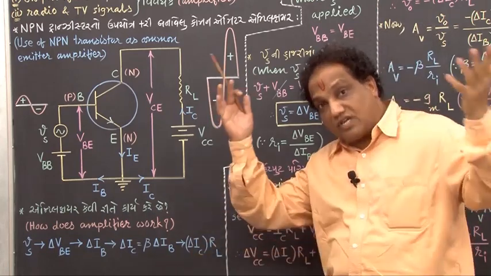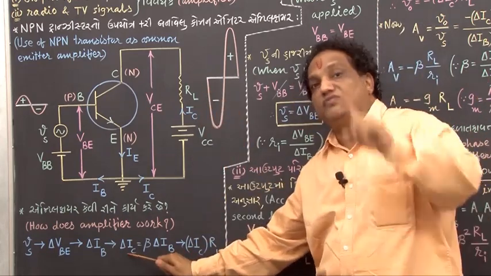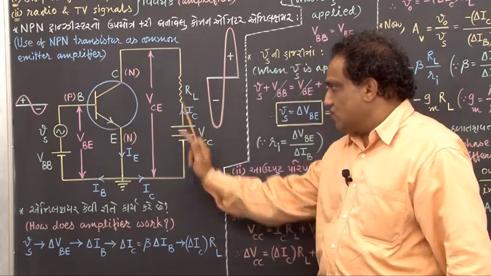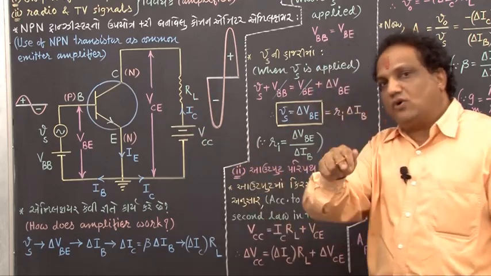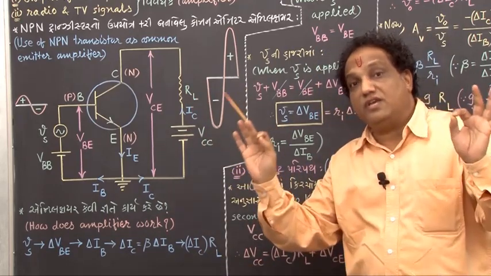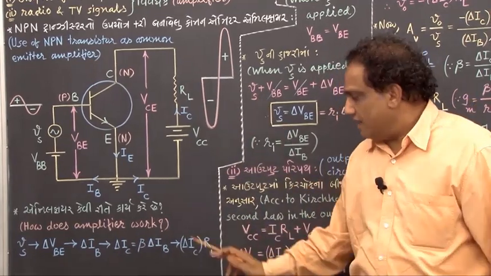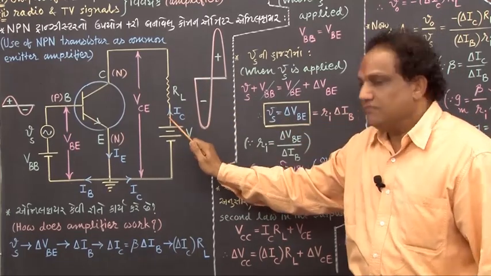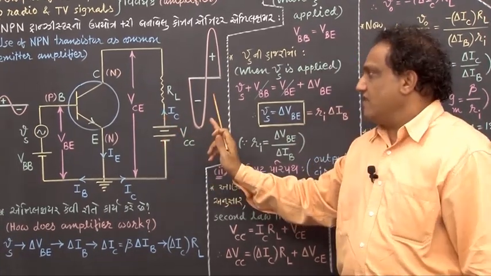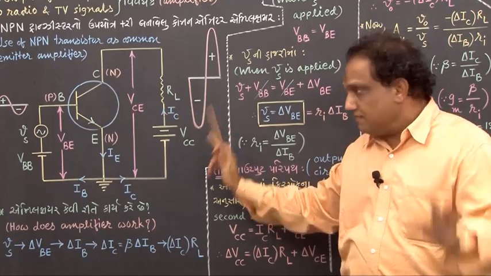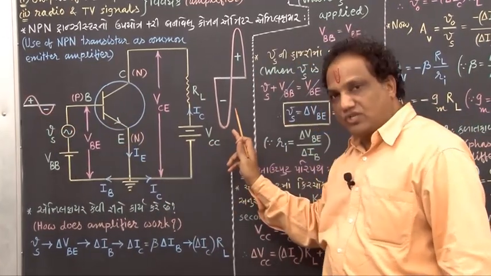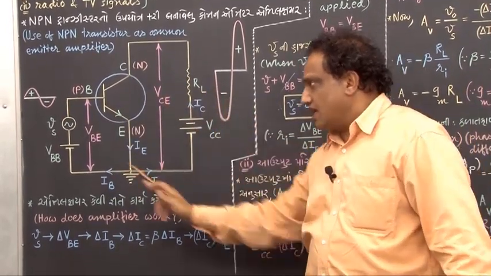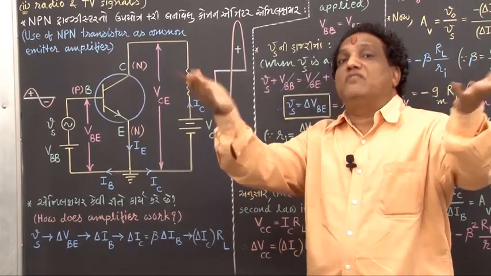Because beta value is very much greater than 1, this change in collector current is very large. And if this large change in collector current is allowed to pass through the load resistance, then across that load resistance we will have a very big change of voltage, and that is called output voltage. That output voltage is found to be very large. That's why we are showing here a very big signal. This is the weak signal, this is a very strong signal. So the input signal is being amplified using this circuit. That's why we call it an amplifier.